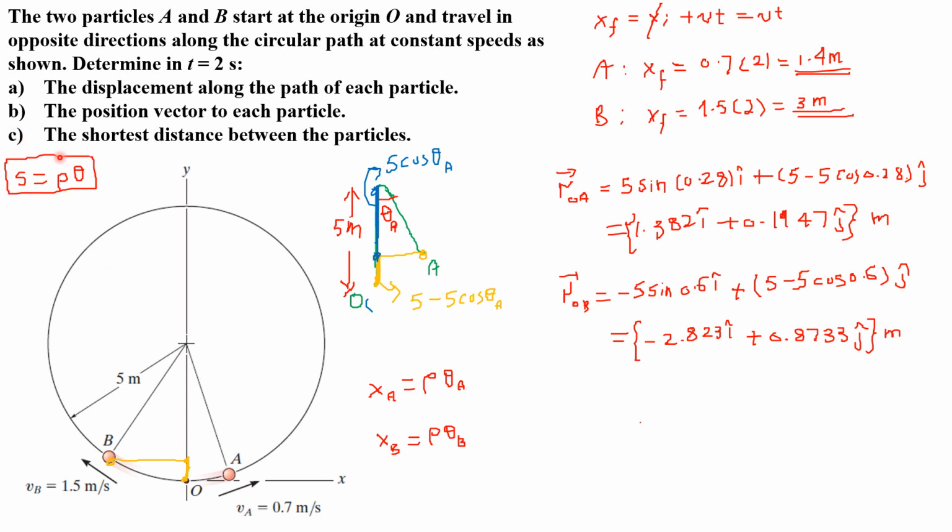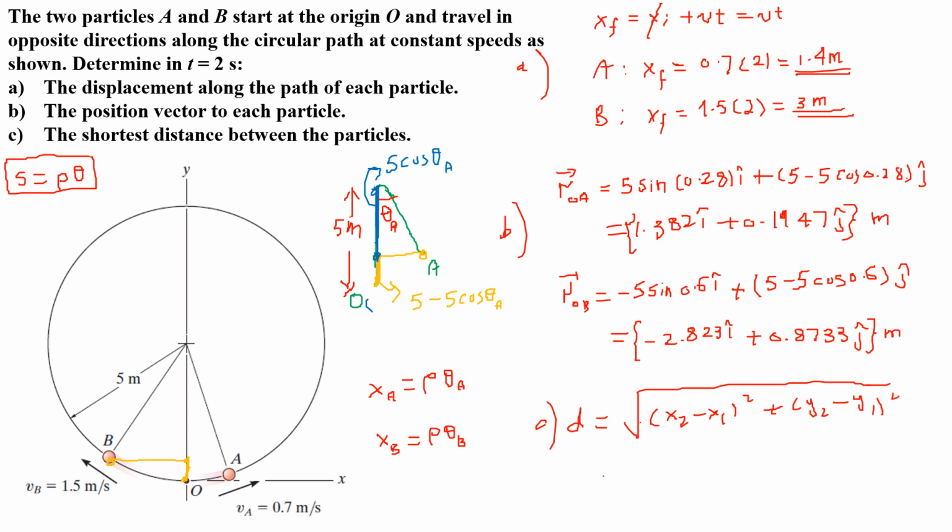Now part C, the shortest distance between the particles. Now how do we find this? How do you calculate the shortest distance? If you have the position vector, now you can use simply the distance formula. So that part was part B, that part A. Now part C, the distance formula says the distance between 2 points simply is equal to the square root of x2 minus x1 squared plus y2 minus y1 squared, right? Of course, it doesn't really matter which one is 2, which one is 1. I'll take this to be x1 and this to be x2.